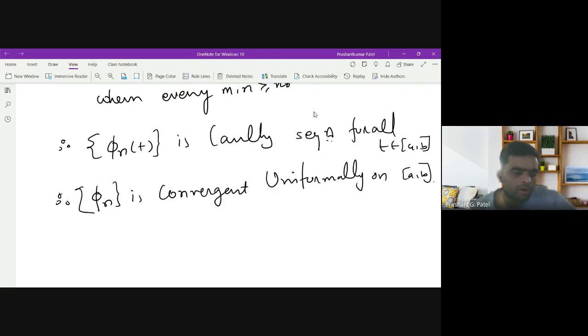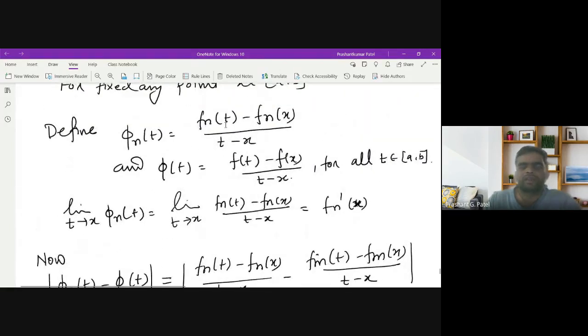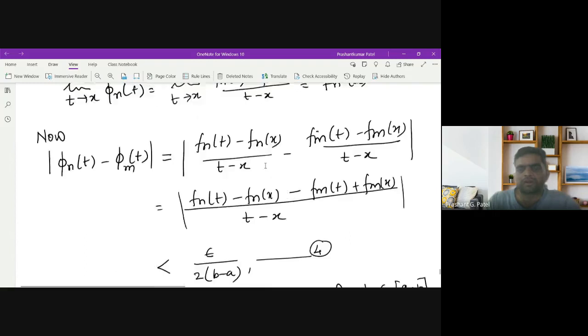Now, the ultimate goal: the question is where phi n is convergent. Since each fn converges to f uniformly, and what is your phi n? Phi n is fn of t minus fn of x upon t minus x. So fn is converged to f, so this is f of t, this will be fn of t upon t minus x.